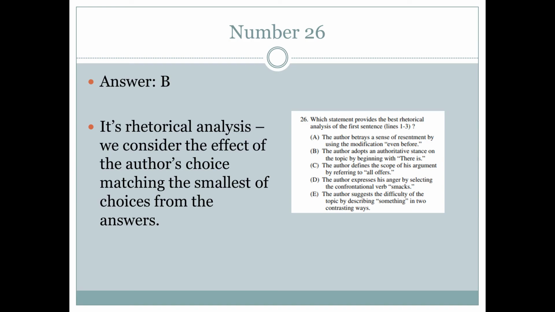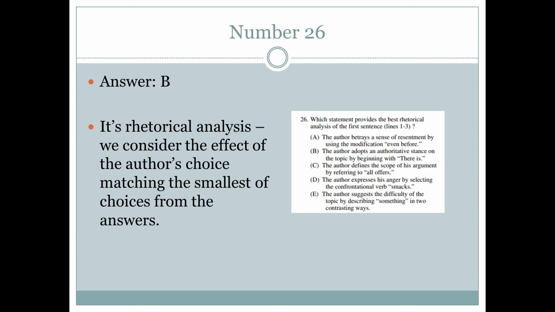A doesn't make sense. C, the author defines the scope of his argument by referring to all offers. Not really. The author pretty much stays strictly to one particular topic and viewpoint regarding laziness. They don't really look at all the scopes yet. Again, it's too early to do that, right? With lines 1 through 3, you can't really go into all the scopes of what laziness includes. Those are for other paragraphs to perhaps do. D, the author expresses anger. Nope, no anger. Again, no tone for the most part. Can't really work with that.